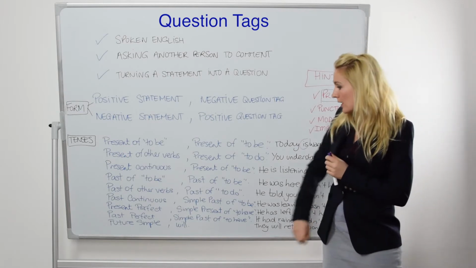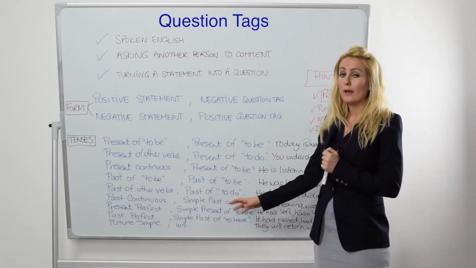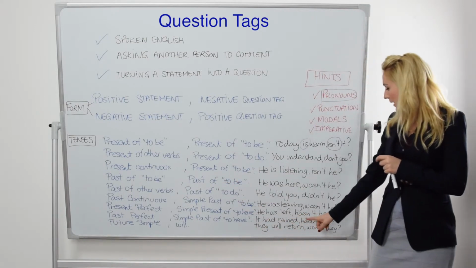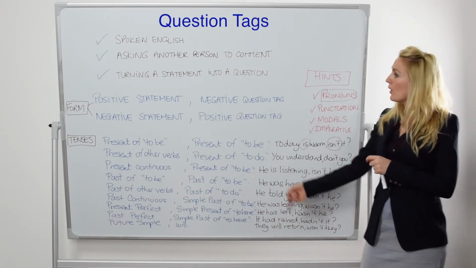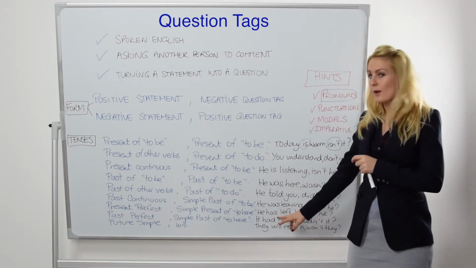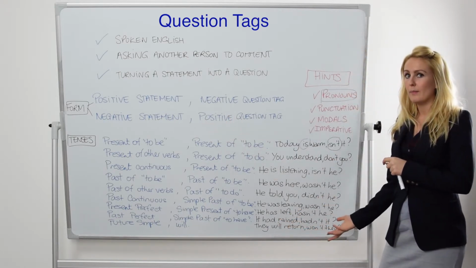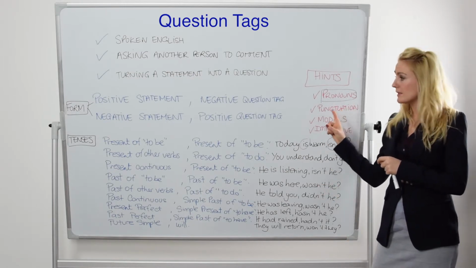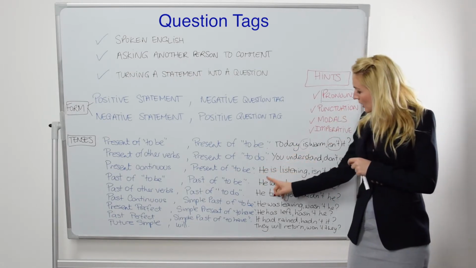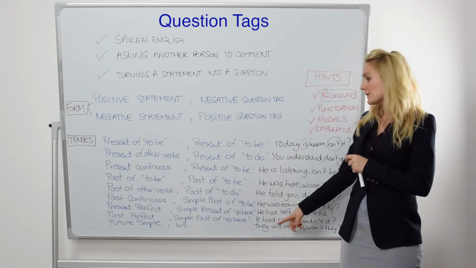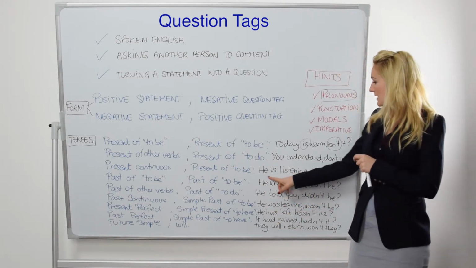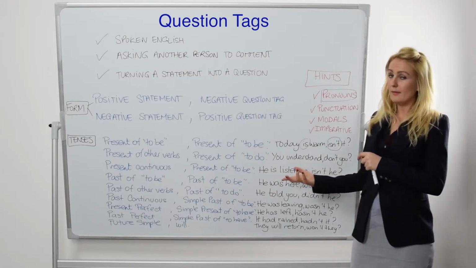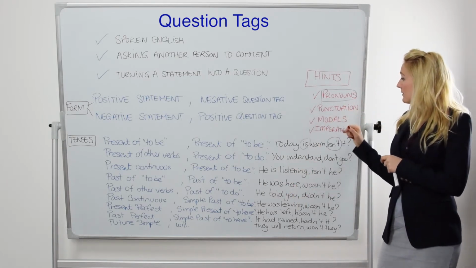Final scenario, future simple, I will use will, or the negative, won't or will not. Future simple, they will return, won't they? Now negative positive, they won't return, will they? Positive. Okay, so watch out, don't forget to use pronouns. So depending on what you have here, we're using pronouns in most of the examples. We could have used other things such as the child is listening, isn't he or isn't she? So don't forget to use pronouns.